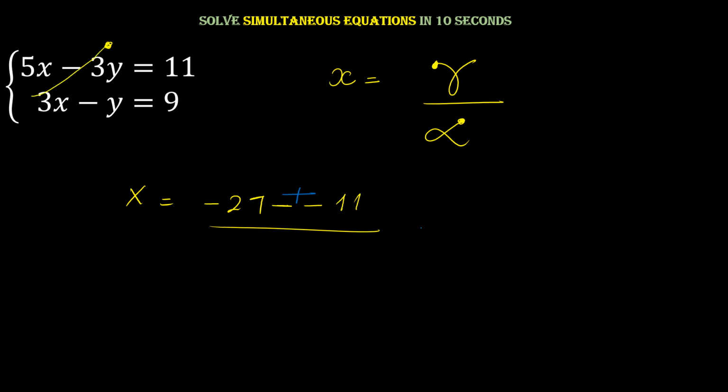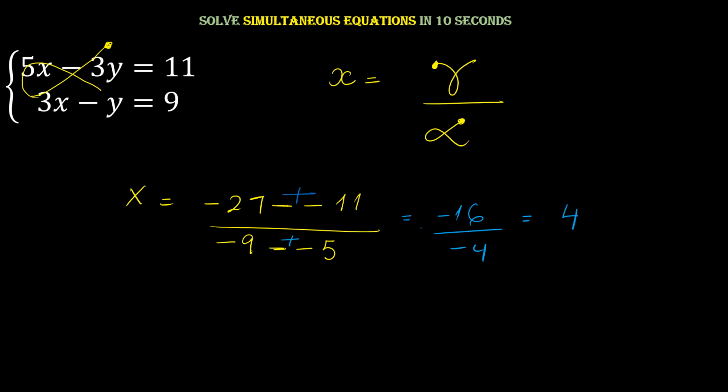So negative 3 times 3 gives me negative 9. Then minus, move my hand, 5 times negative 1 gives me negative 5, and I know that minus negative gives me positive. So negative 27 plus 11 gives me negative 16, divided by negative 9 plus 5 gives me negative 4. 16 goes in the table of 4, so I will get 4 as the answer.